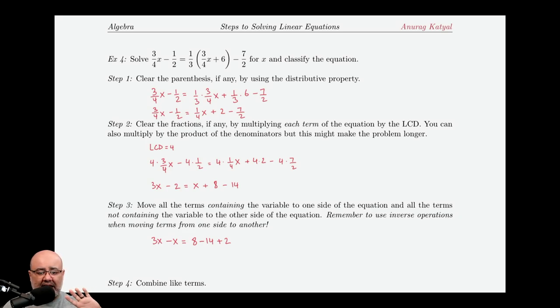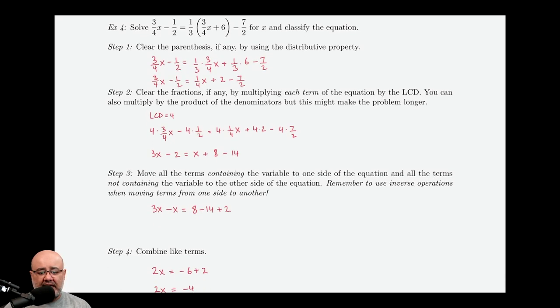We move all the x terms to the left-hand side and all the non-x terms to the right-hand side. So this added x becomes subtracted when we move it to the left. The subtracted 2 becomes added 2 when we move it to the right. Remember again, we're using inverse operations. Next, we combine like terms.